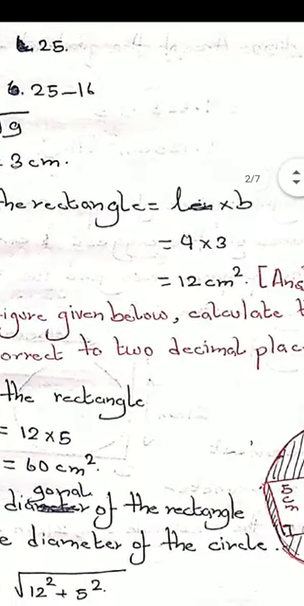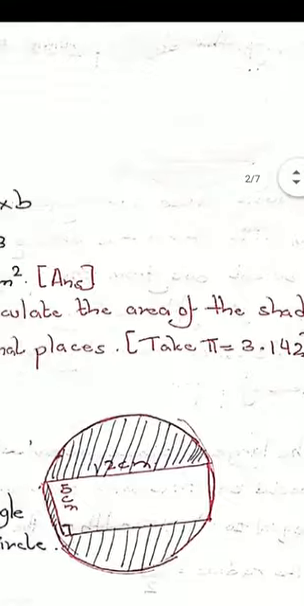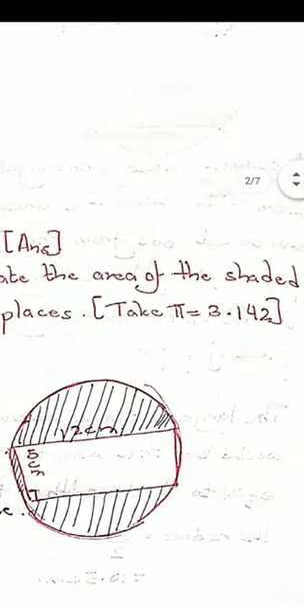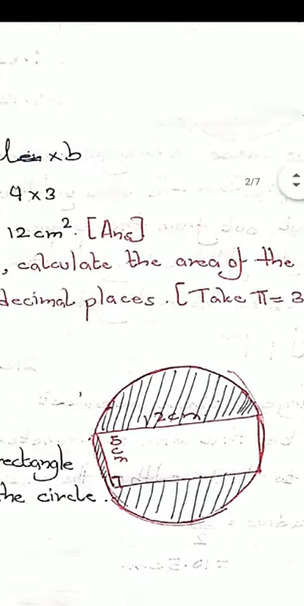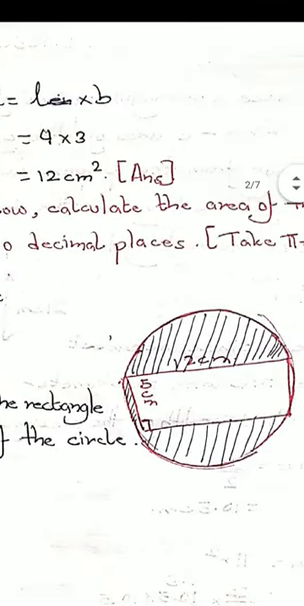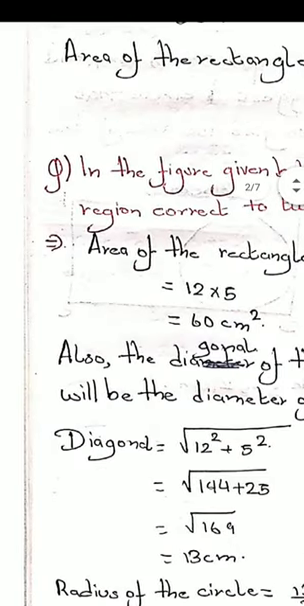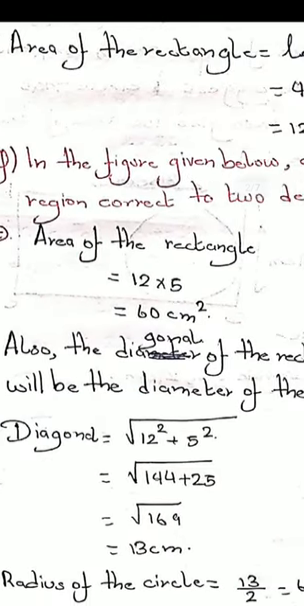In the figure given below, calculate the area of the shaded region correct to two decimal places. So take pi equals 3.142. I have told you, if it is mentioned that we have to take the value of pi as 3.142, you have to take it accordingly. Okay, so let us start solving the problem. So length is 12 centimeter and breadth is 5 centimeter. So area of the rectangle equals 12 into 5, that is 60 centimeters square.